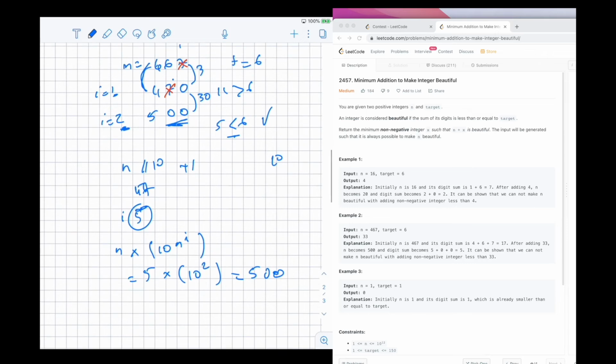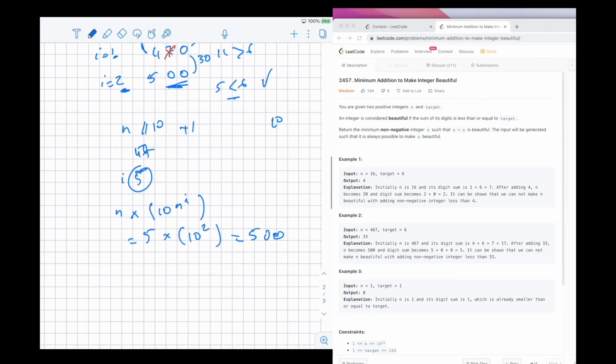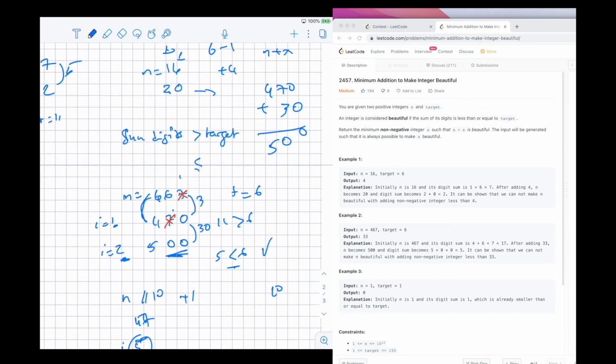Now, how do we get the x value? Because that's the minimum we are asked for. Well, we need to save the starting n value.